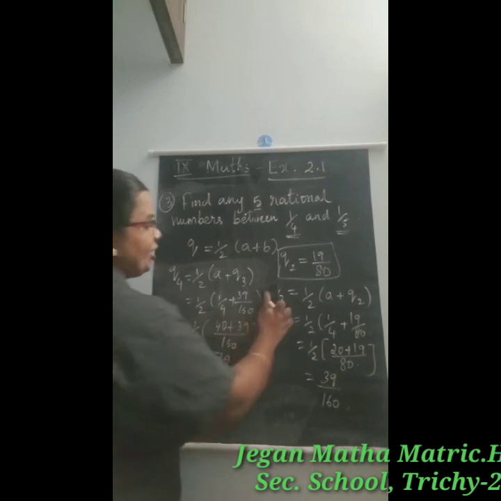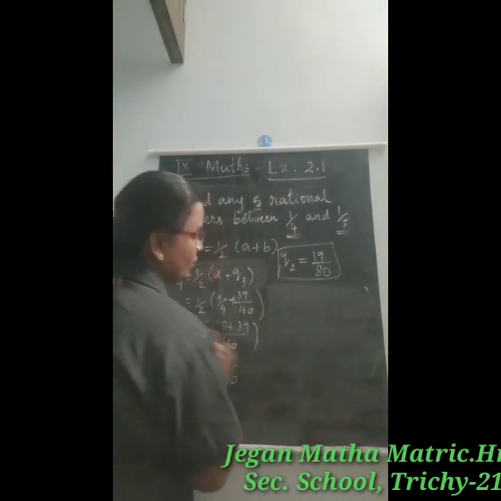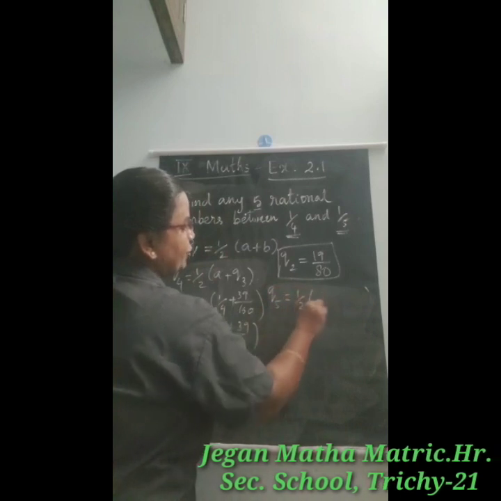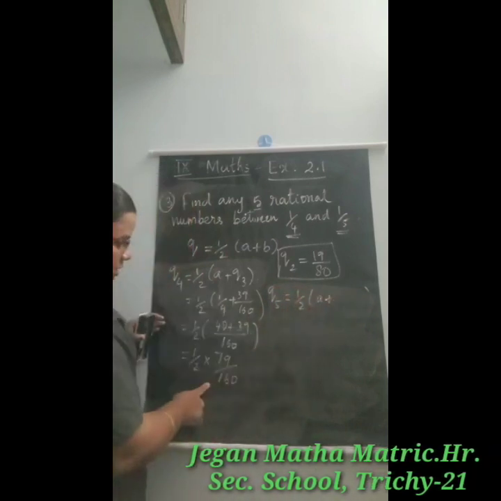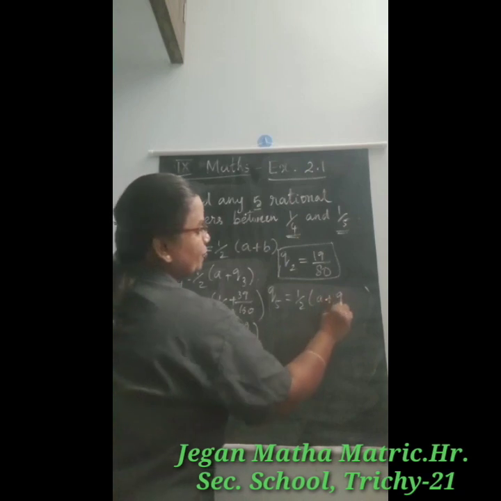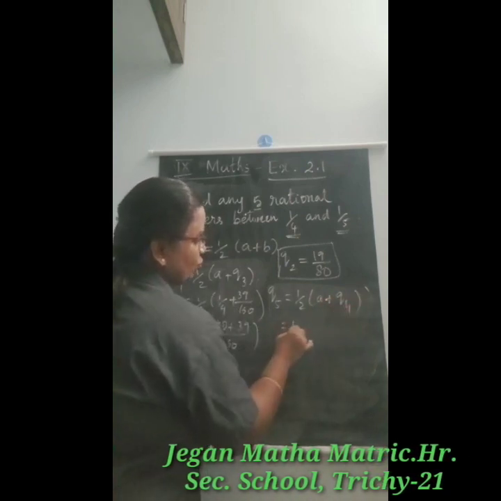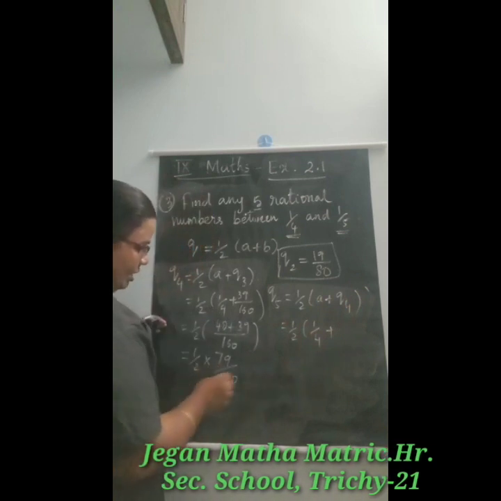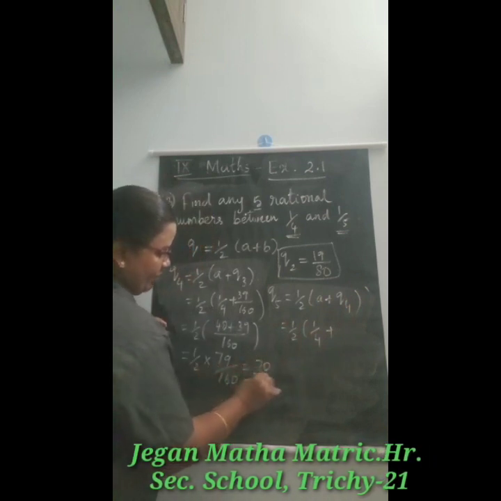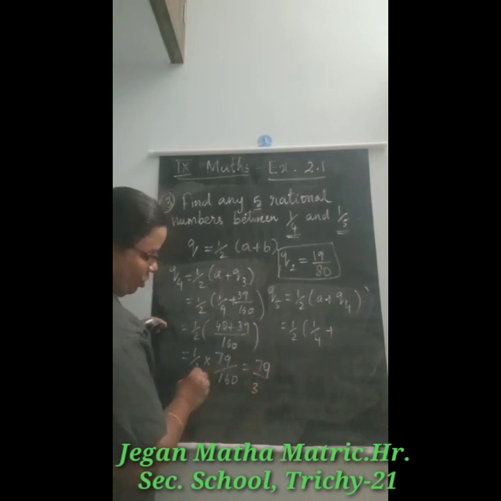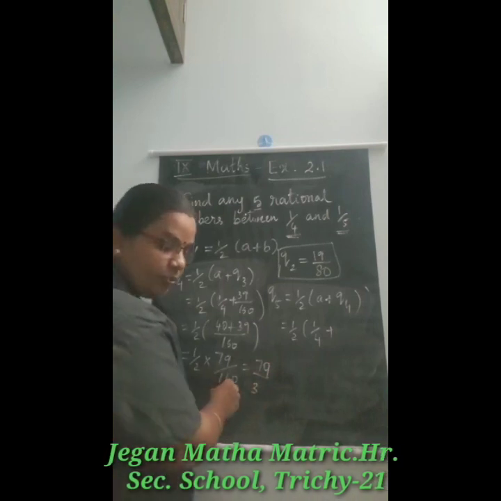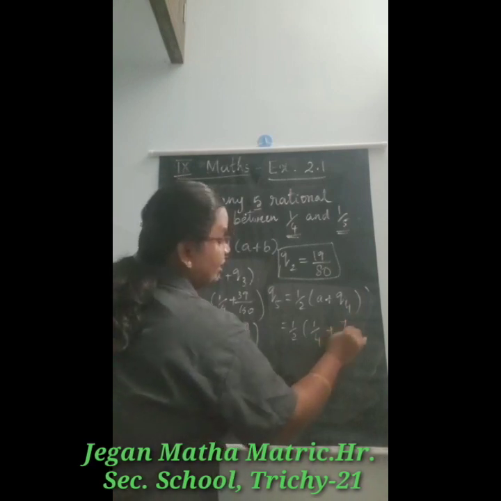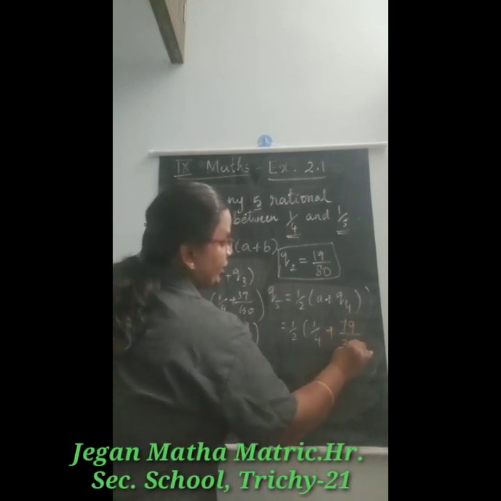In the same way we have to find out Q5. What is Q5? Q5 is equal to 1 by 2 into A plus Q4. So that is equal to 1 by 2 into 1 by 4 plus 79 divided by 160. So 2 into 160 is 320. So here we have 79 divided by 320.